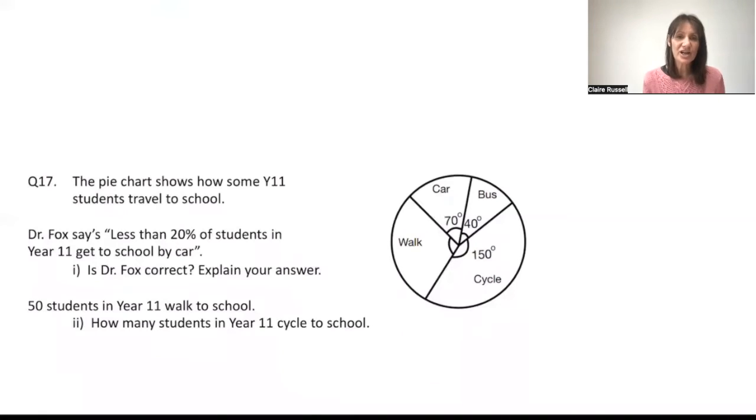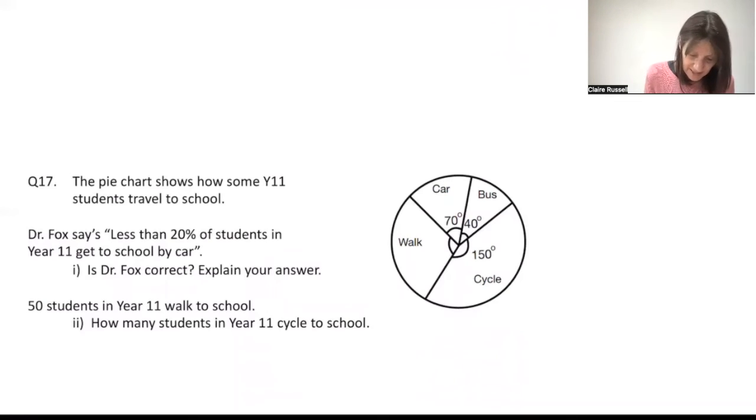Okay, so the pie chart shows how some year 11 students travel to school. So we've got all the information in the chart. And Dr. Fox says less than 20% of the students in year 11 go to the school by car. And we have to see whether or not he's correct and explain our answer. So what we need to do is think about the fact that the total number of degrees in a pie chart is 360, okay?